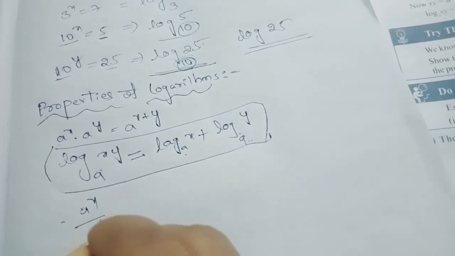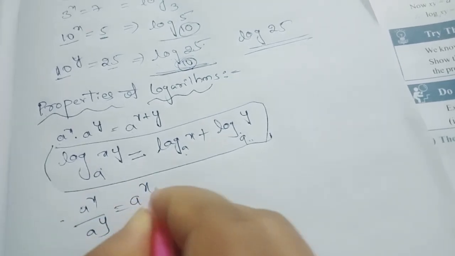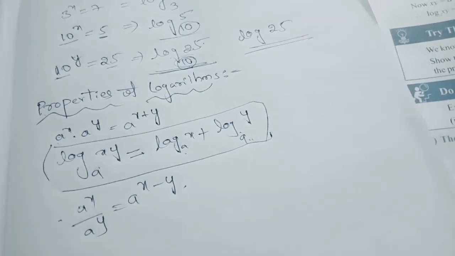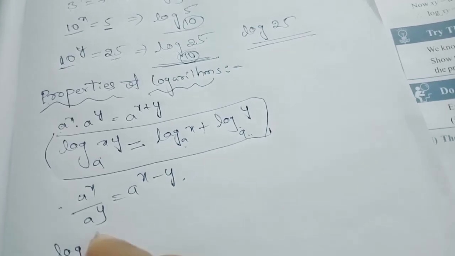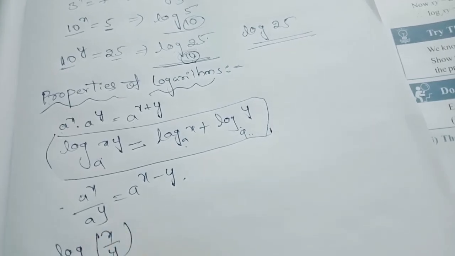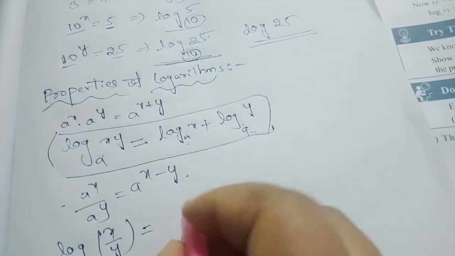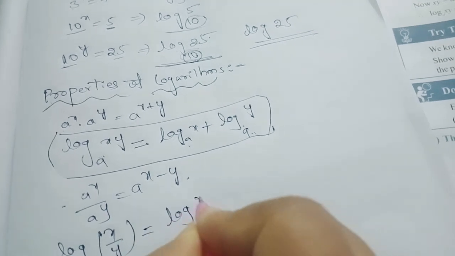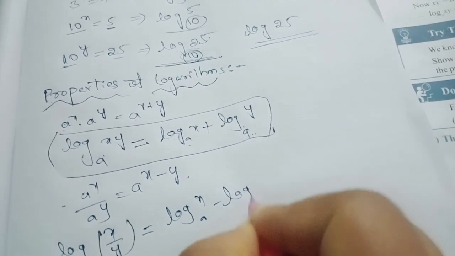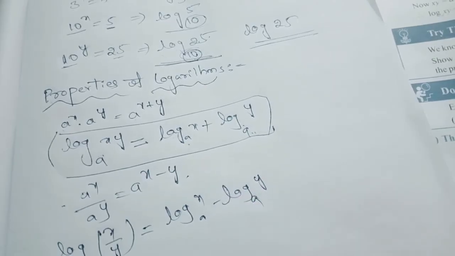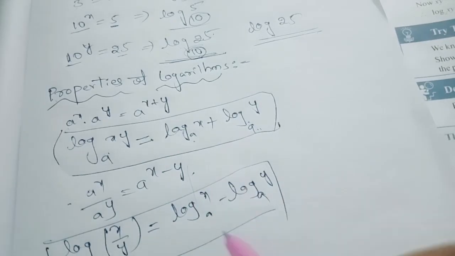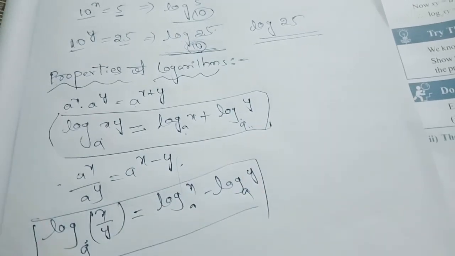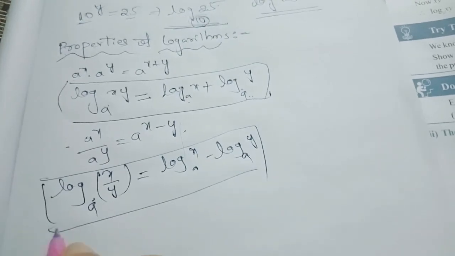And next one, a power x divided by a power y is equal to a power x minus y. So we can apply the logarithm formula: log x by y base a is equal to log x base a minus log y base a. This is the logarithm formula. You must remember these two formulas. Next formula.